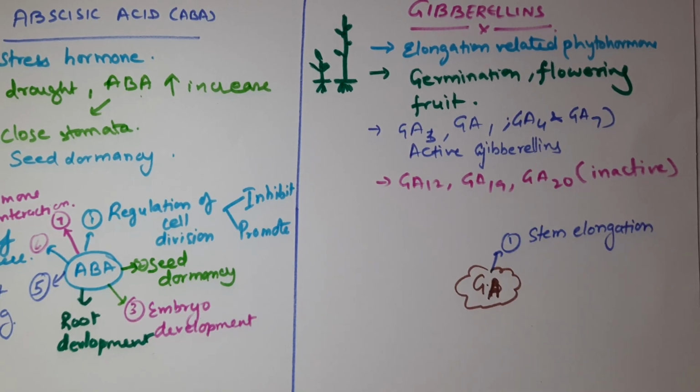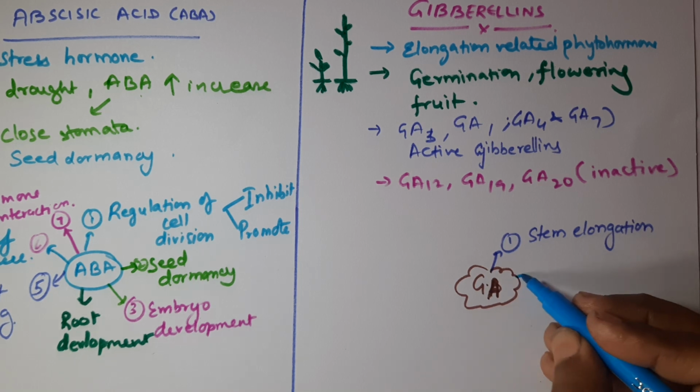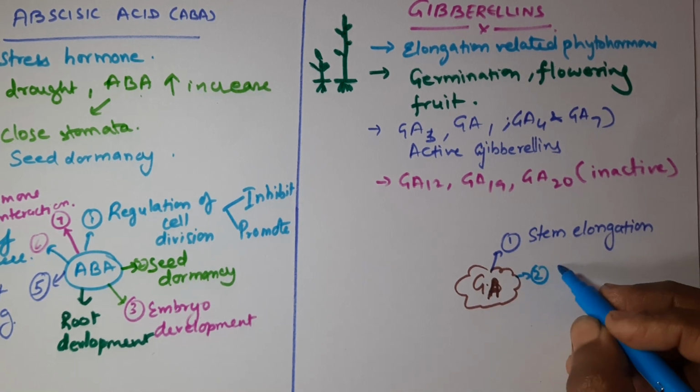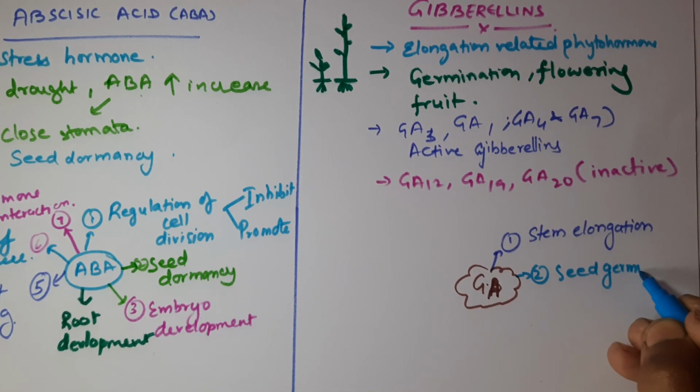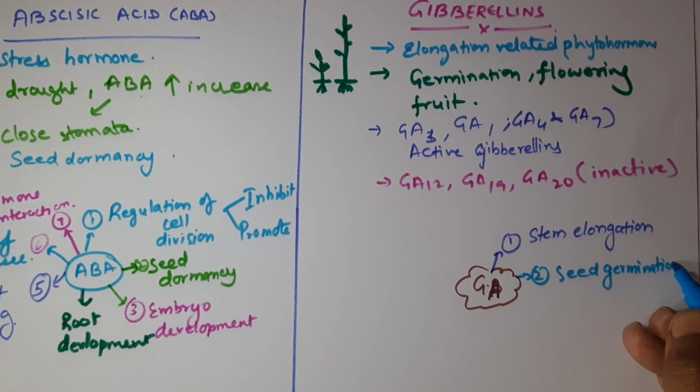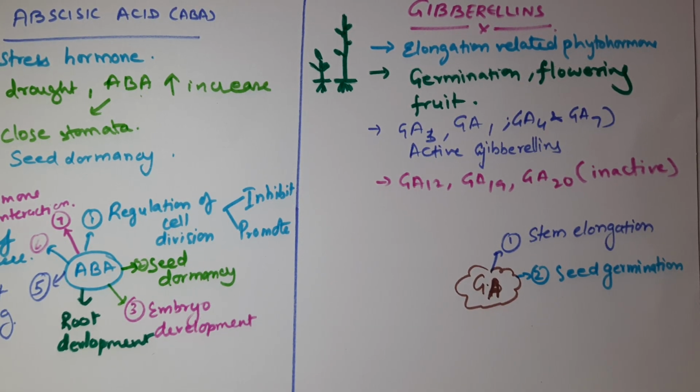And how does it do the stem elongation? It will promote the cell division and internode elongation. Then it plays a role in seed germination. The application of gibberellic acid will break the seed dormancy and trigger the germination by mobilizing the stored food reserves.